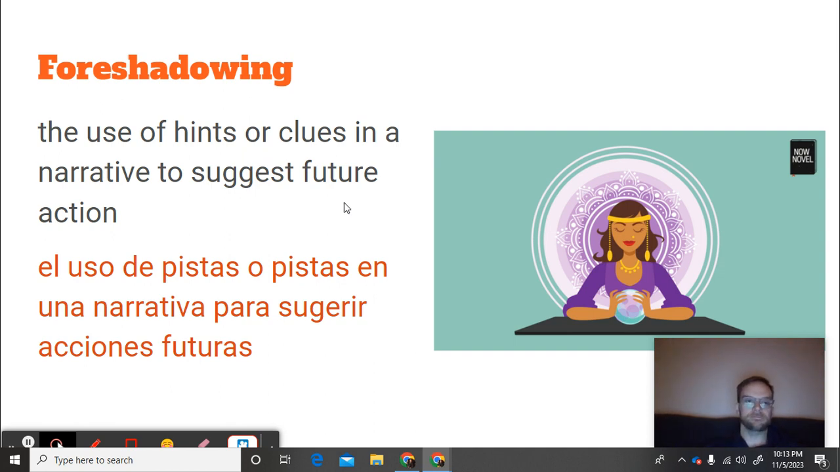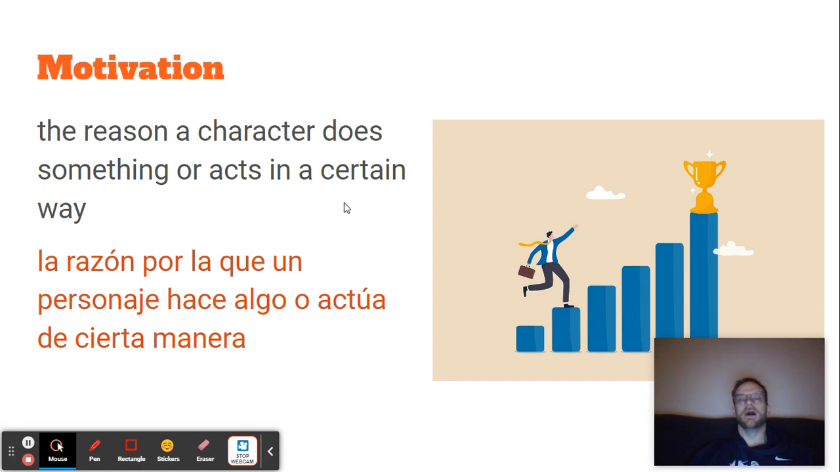For motivation, as a literary term, because I know motivation is a word we use every day, but as a literary term, a character's motivation, it's why they do something or why they act a certain way. The thing that they want, the goal that they have, whatever.